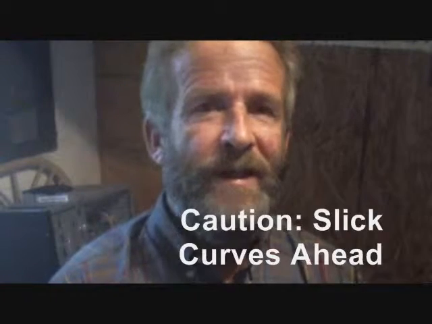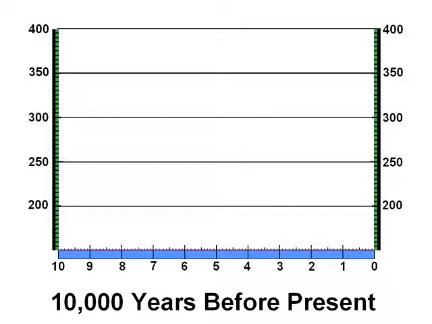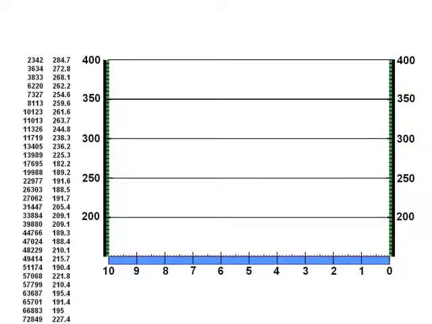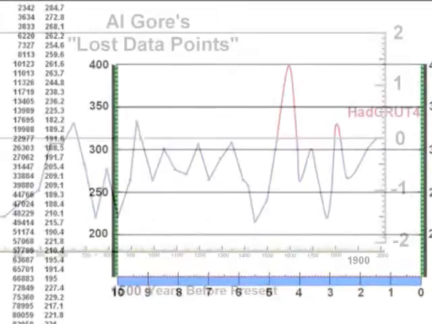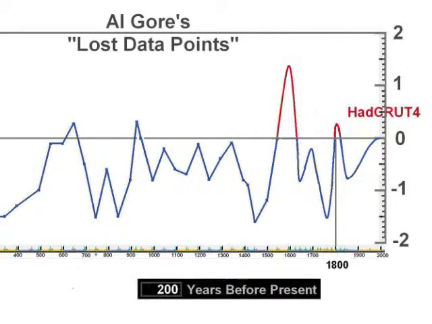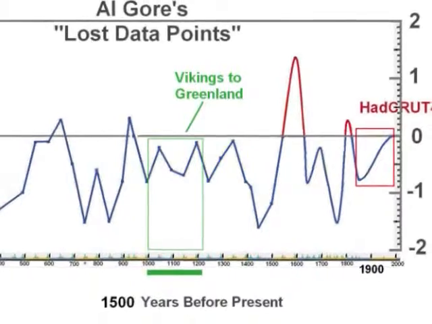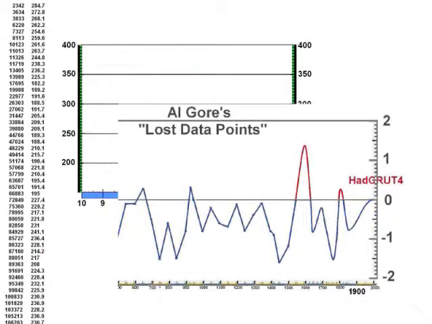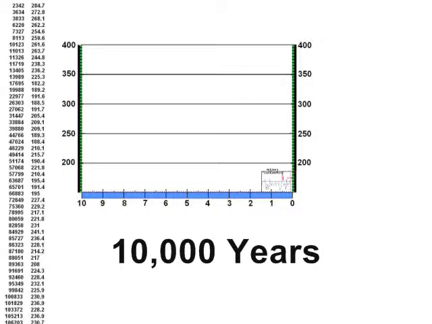So I've made my chart with detail, almost down to the pixel. The next step is to transfer these numbers to the chart and then connect the dots. Let me remind you that the chart that I showed you in the last video contained only 1,500 years because we were concerned with recent temperature. In contrast, this chart covers 10,000 years.